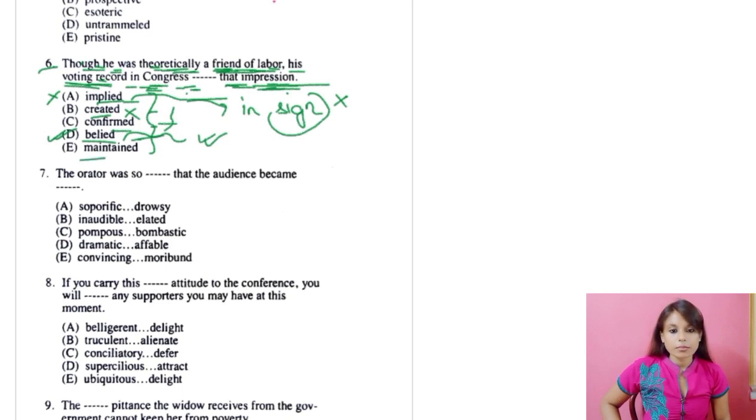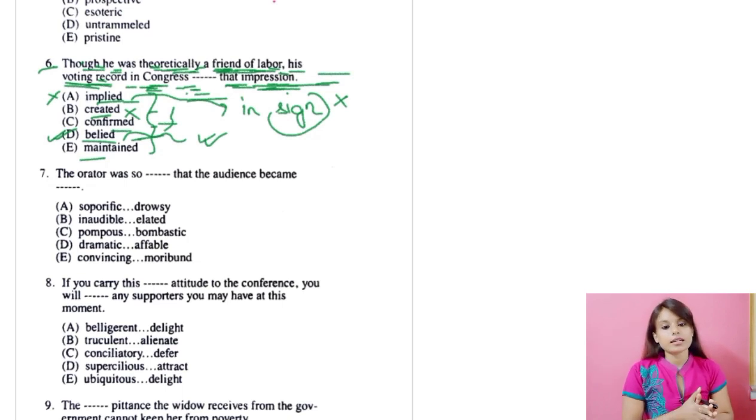What about number E, maintained? Though he was theoretically a friend of Labour, his voting record in Congress maintained that impression. No. So the entire meaning of the sentence is thus coming to this, that though theoretically he was like a good working professional in the Congress party, the voting record came out showing that everyone was having a false impression of him. He didn't work, and so he got fewer votes. So belied. Let us move over to the next question.